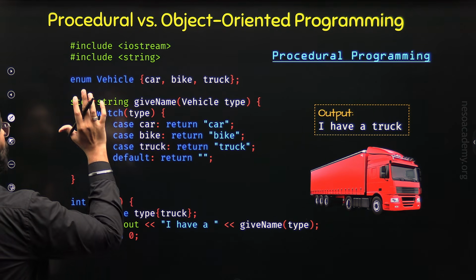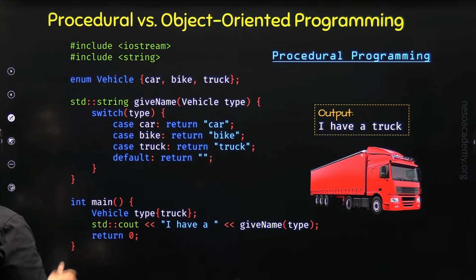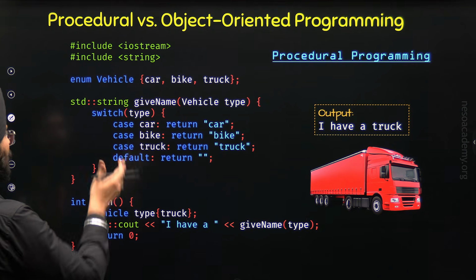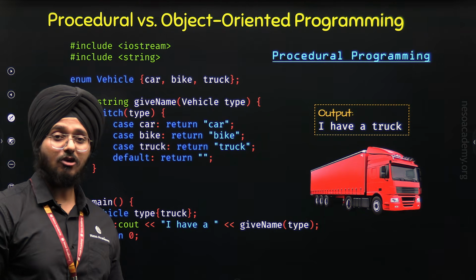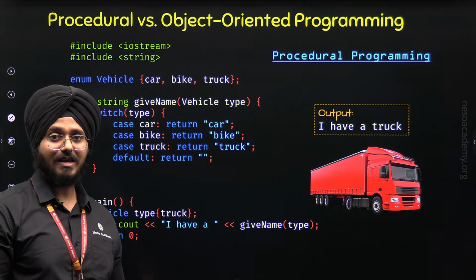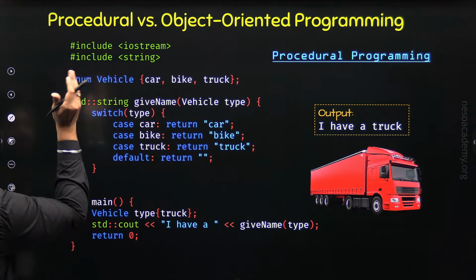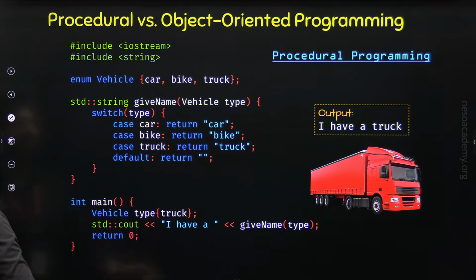Here we have made changes in the vehicle enumeration. Apart from this, we have made changes in this function giveName. This is just one function. Imagine if we have multiple functions, then we need to make changes in those functions as well, if it is the case that those functions are including this specific enumeration. So clearly, changes have to be made in lots of places in case of procedural programming.